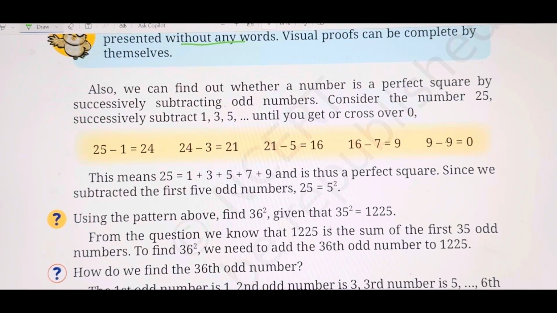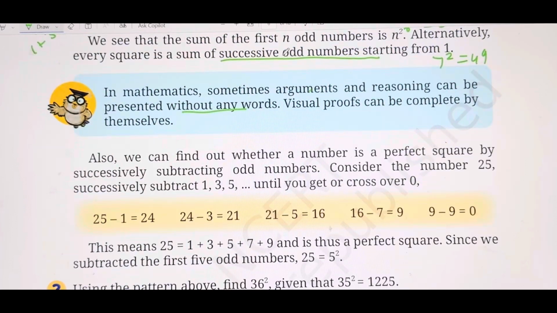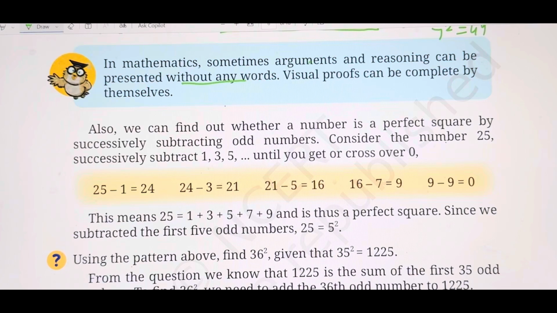Now, the fact which we just saw, that the sum of successive odd numbers gives you a square number, this fact we will use to check whether a number is a perfect square or not. Like here, they have taken an example of 25. So 25 minus 1. So first we subtract the first odd number. We get 24.